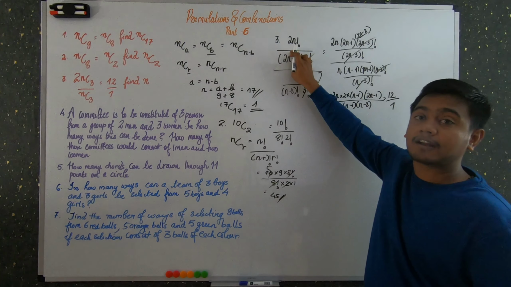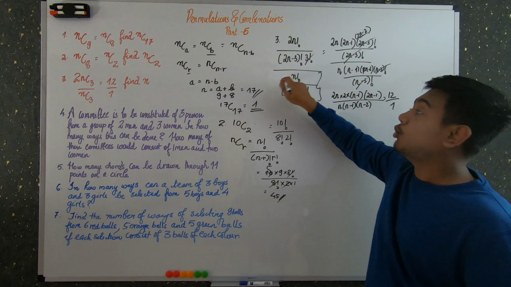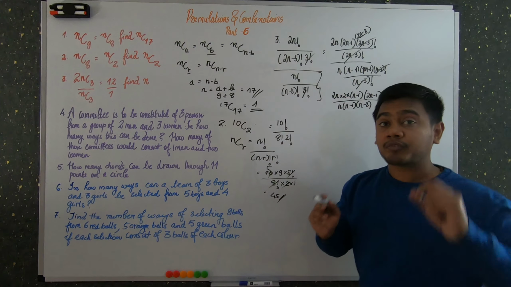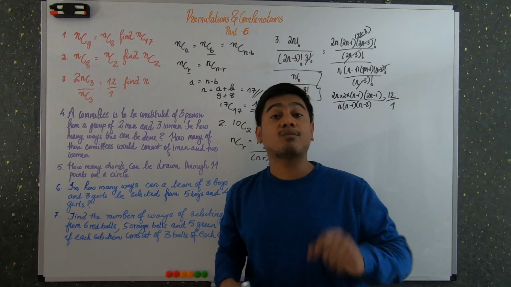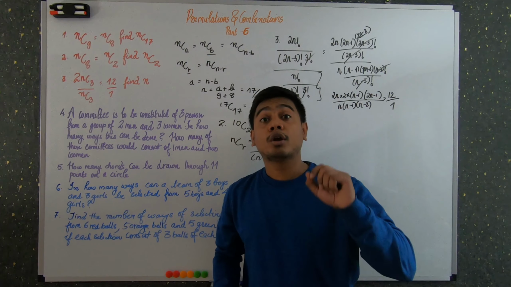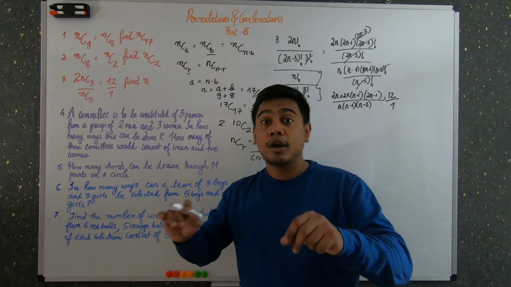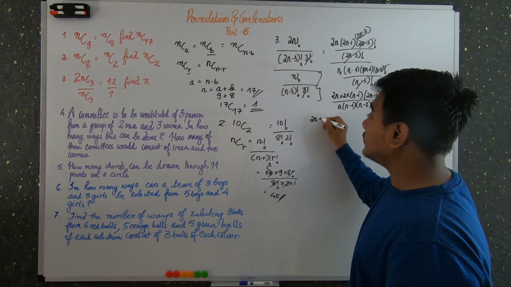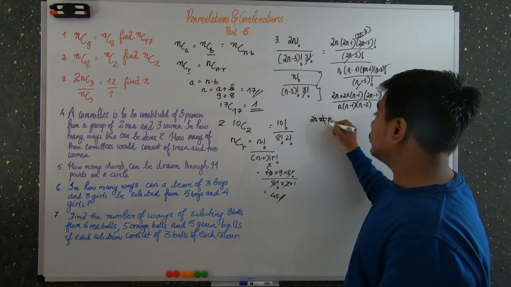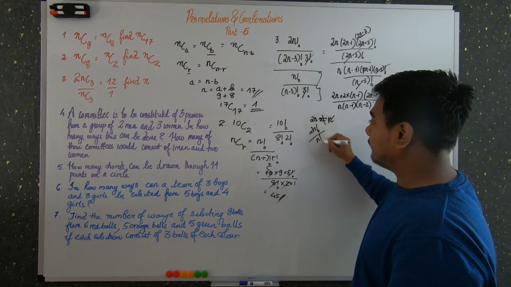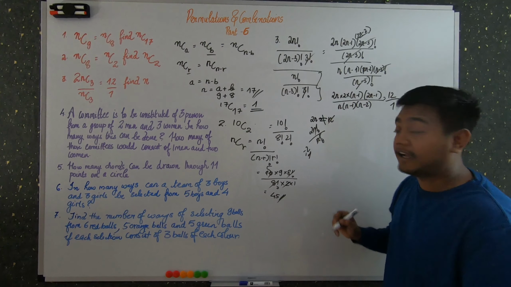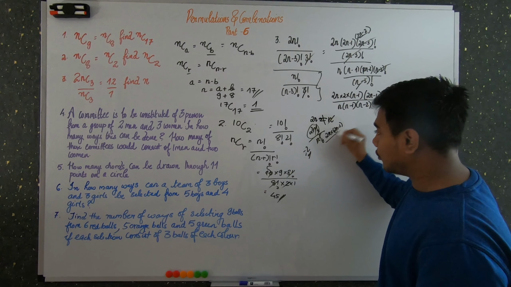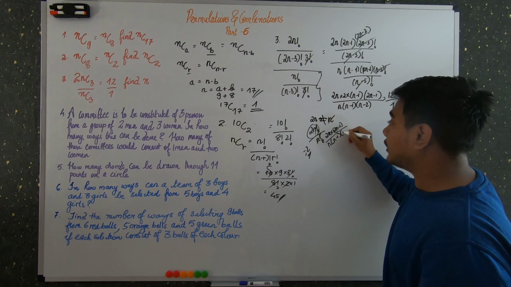Remember one thing, 2n factorial is entirely different from n factorial. You can't just cancel 2n factorial and n factorial. n factorial is the product of the first n natural numbers, and 2n factorial is the product of the first 2n numbers. Sorry, I just wanted to say that 2n is not the same as n. You cannot cancel 2n factorial by n factorial and write it as 2. It is entirely different, because 2n factorial is 2n into 2n minus 1 into 2n minus 2 and so on, and n factorial is n into n minus 1 into n minus 2.